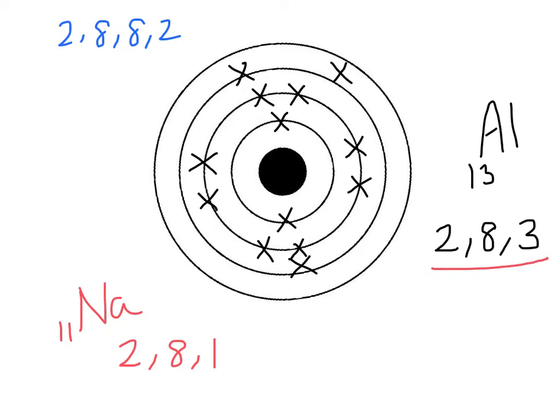It is really important to have the skill of being able to write the electronic arrangement in this way to figure out the number of outer shell electrons. For example, in this case, for aluminium, it has 3 electrons on its outermost shell, whereas if you look at sodium, it's got 1 electron on its outer shell.